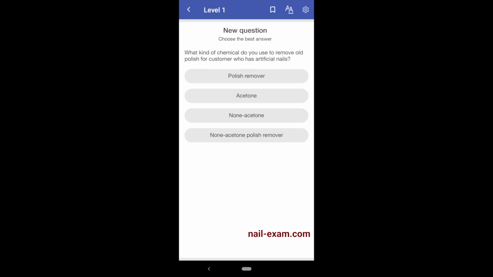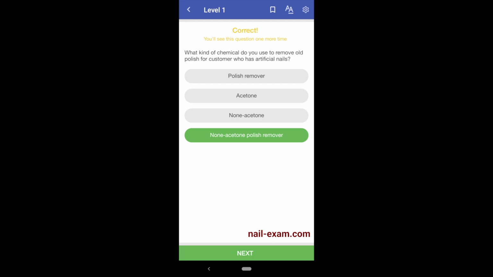What kind of chemical do you use to remove old polish for a customer who has artificial nails? Answers: A. Polish remover. B. Acetone. C. Non-acetone. D. Non-acetone polish remover. The answer is D.